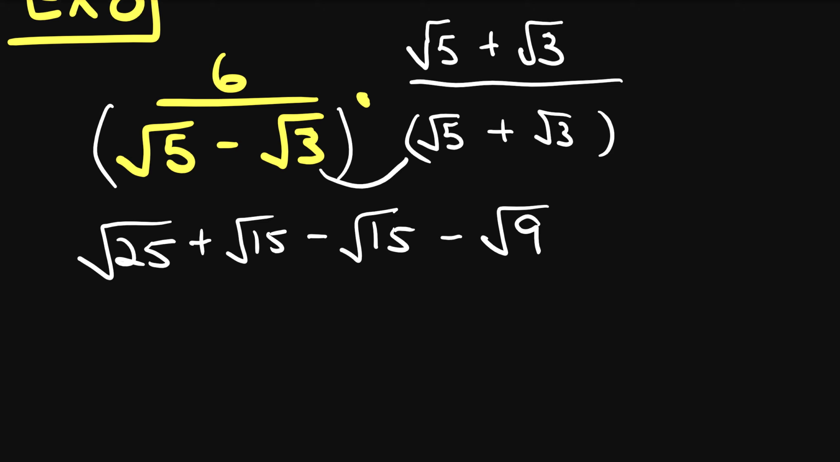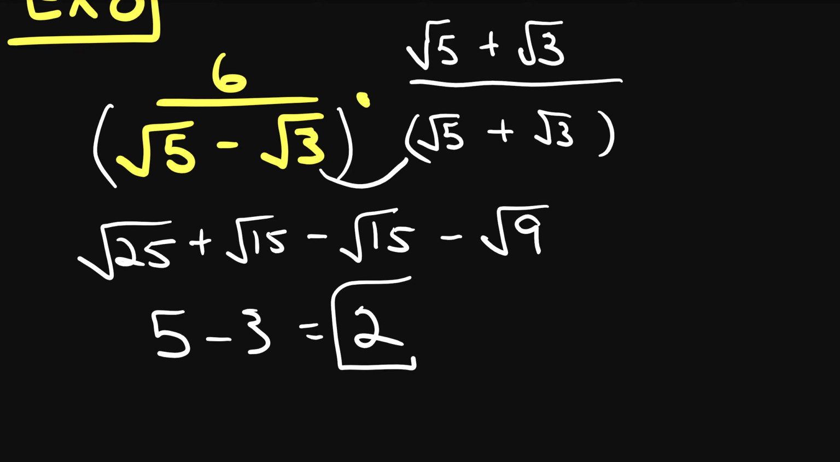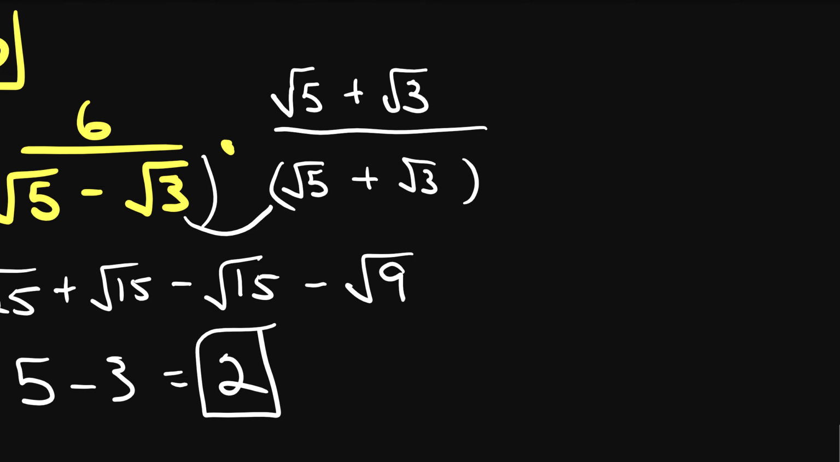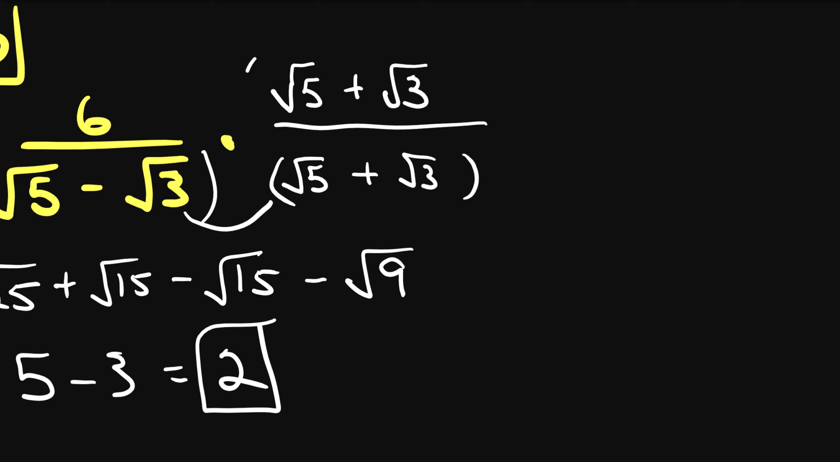So let's see, square root of 25 is 5. Positive square root of 15 minus square root of 15 is 0. And then I just have minus the square root of 9, which is 3. And 5 minus 3 equals 2. That 2 is going to be my denominator. And then I'm going to multiply this 6 times the square root of 5 plus the square root of 3.